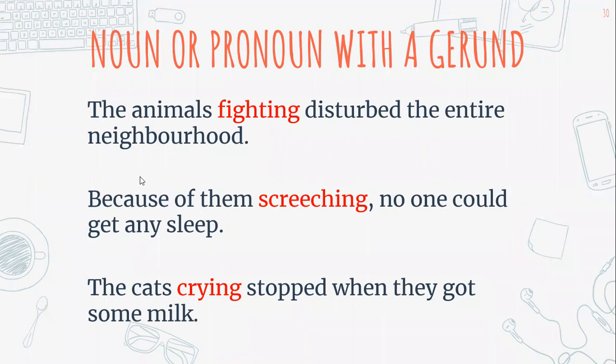But because of them acting as a noun, you don't get confused with knowing which pronoun to use. Because, for example, let's say the last sentence, the cats' crying stopped when they got some milk. The cats is the antecedent of they, right? So, of course, keep in mind that the pronoun has to agree with the noun, the antecedent.